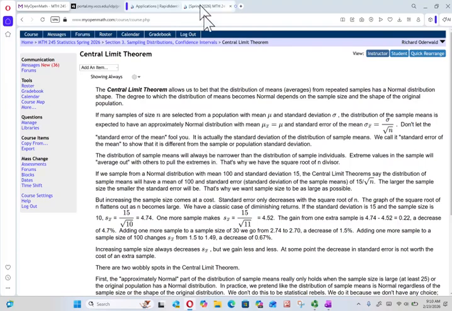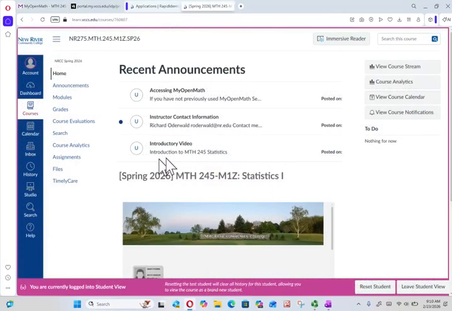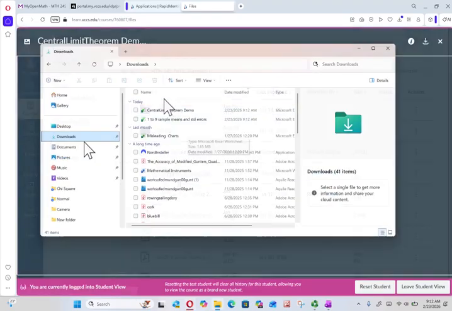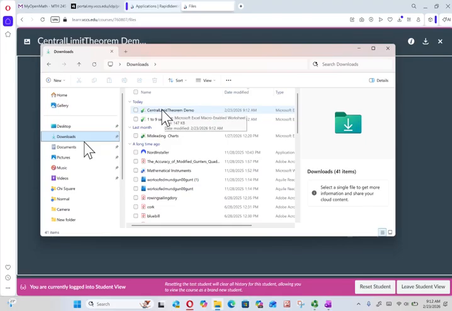Go into Canvas. We need Canvas here because we've got two files there we're going to download. When you get into Canvas, there's Files on the left-hand side. Click on Files. There are two files that we're going to use. One is called 1 to 9 sample means, and the other is Central Limit Theorem Demo. There are a lot of central limit theorem demonstrations online. If you search on central limit theorem demonstrations, you'll get a whole bunch of stuff. Khan Academy has got a really nice explanation of the central limit theorem.